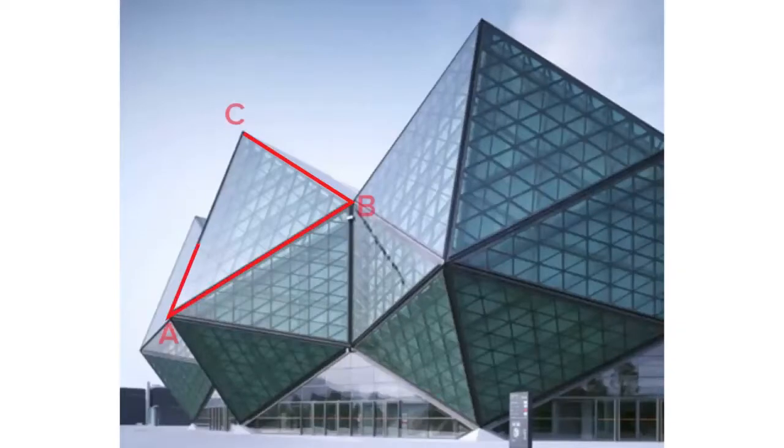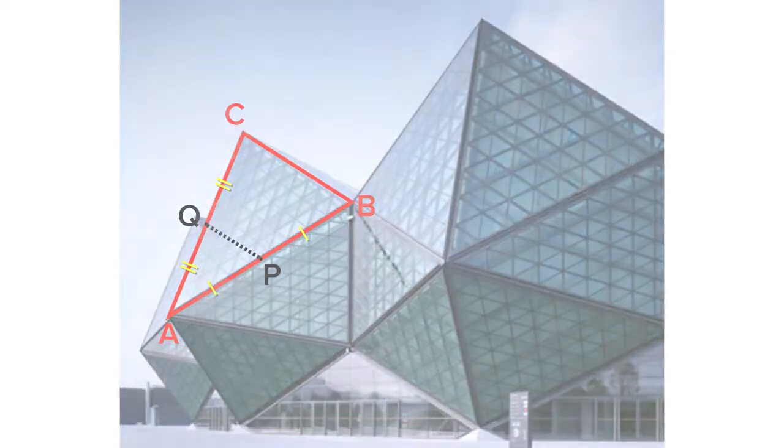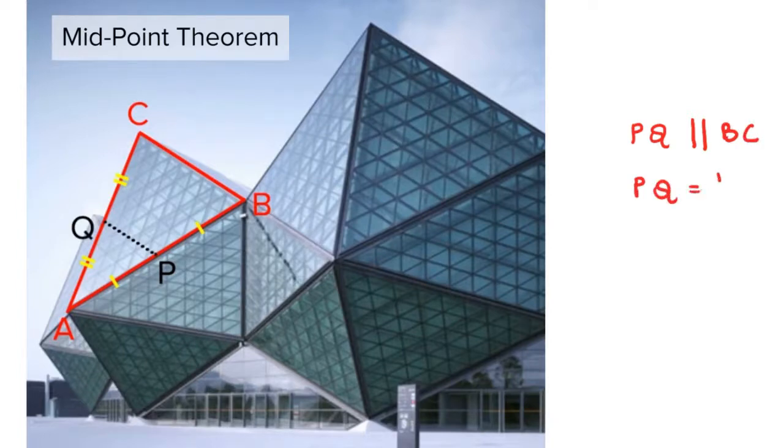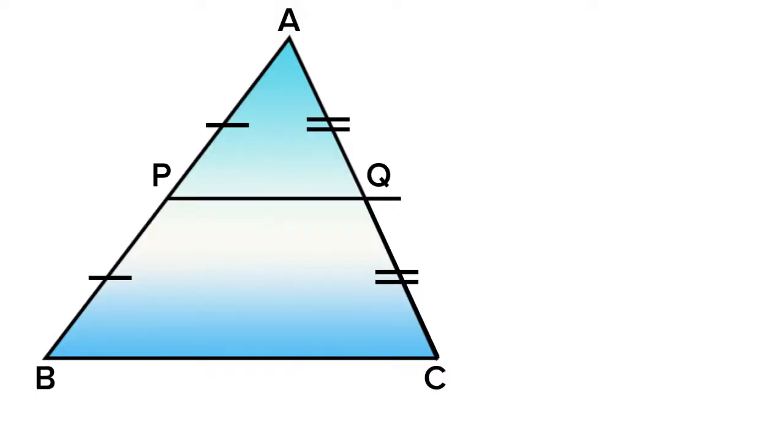They placed the support beam at PQ, where P was the midpoint of side AB and Q was the midpoint of side AC. So by using the midpoint theorem, we can prove that PQ is parallel to BC and also PQ is equal to half the length of BC. Now do this: extend the line segment PQ up to R such that PQ equals QR, like this.